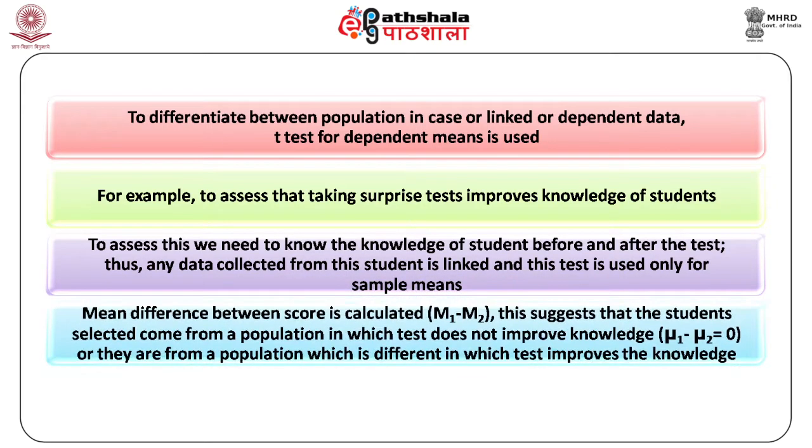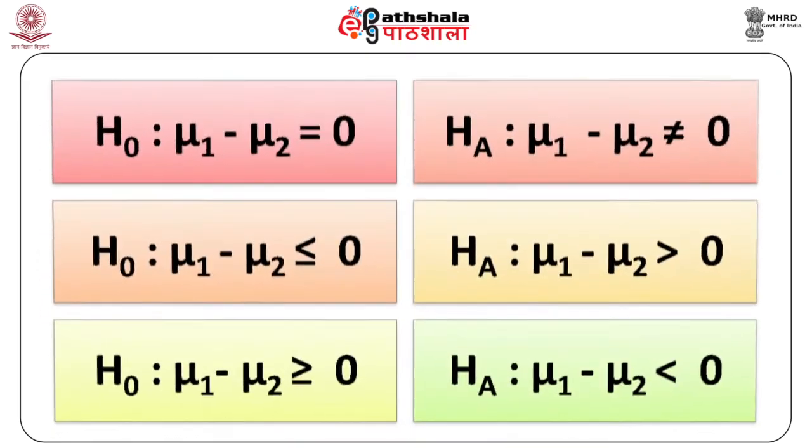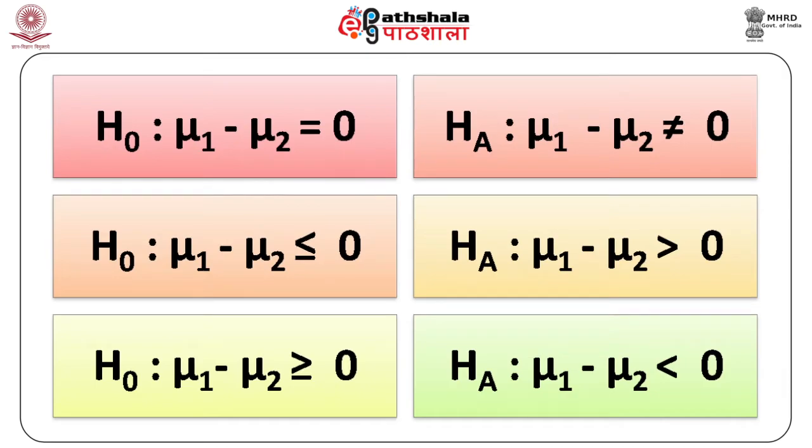The mean difference between scores is calculated by M1 minus M2. This suggests that the students selected come from a population in which the test does not improve knowledge, that is, mu1 minus mu2 equals 0, or they are from a different population in which the test improves knowledge.